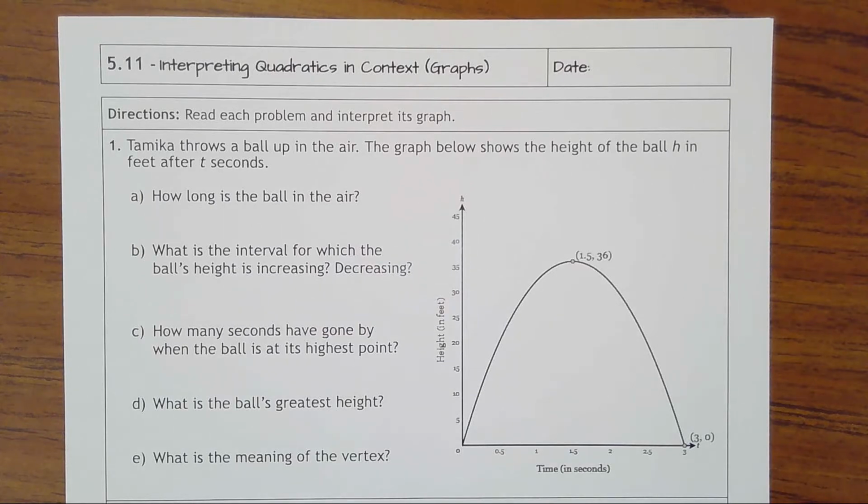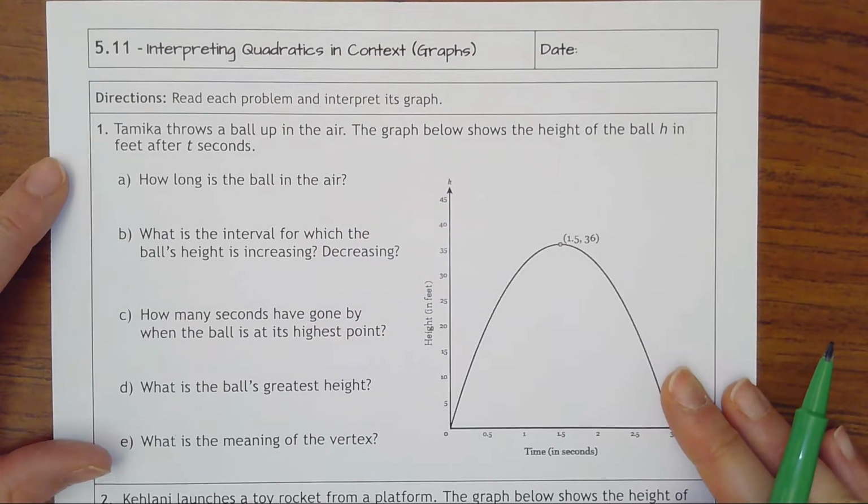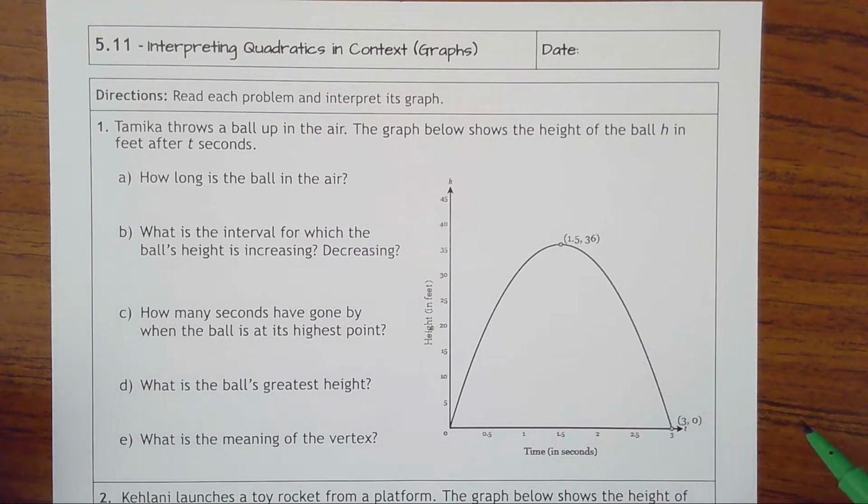Lesson 5.11, Interpreting Quadratics in Context from Graphs. So in Delta Math, it'll only have one of these questions on here, but to condense the notes, I put a bunch of them on just 2 examples. So we're going to read the problem, and we're going to try to interpret or explain what the graph means.